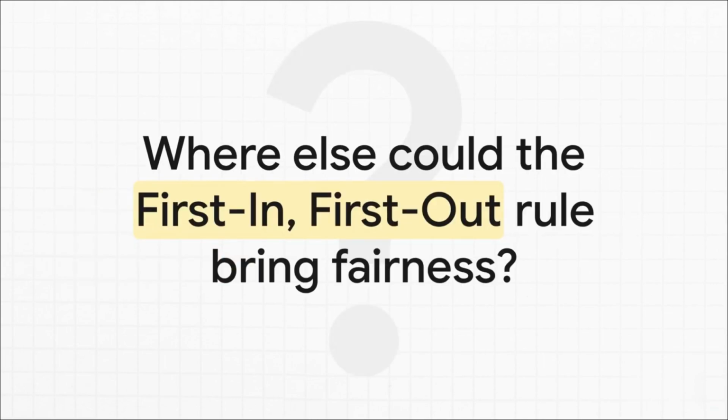Ultimately, when you boil it all down, queues bring fairness to digital processes with that one simple rule: first come, first served. So the final question is, in a world full of complex algorithms and systems, where else could this simple, predictable idea of fairness, where else could the first in, first out rule be a total game changer?